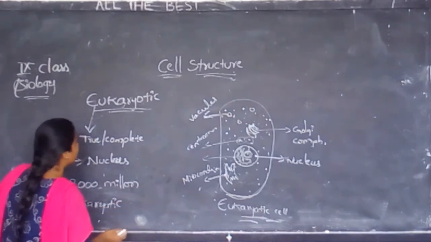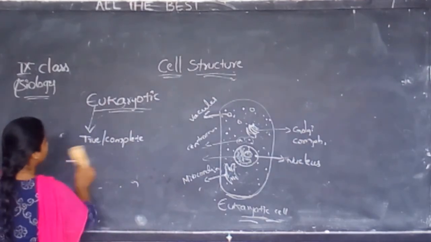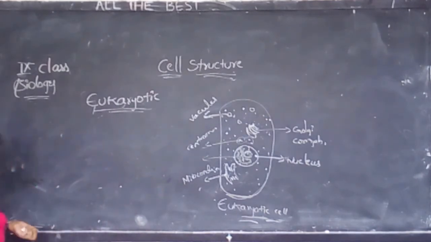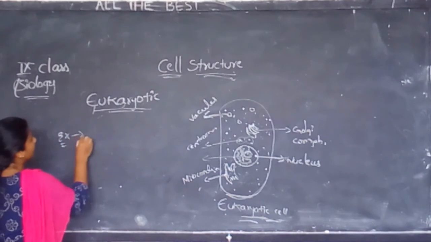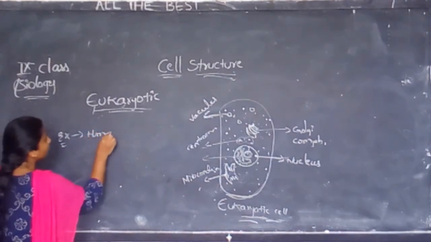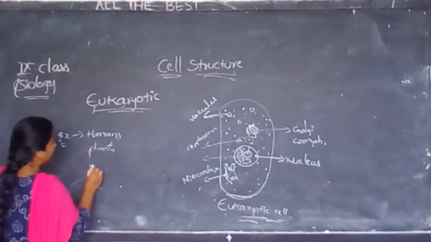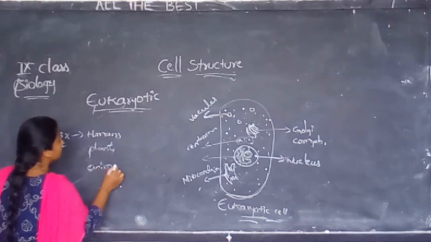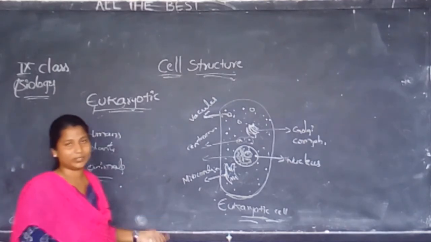We can take examples like what? Animals, human beings, and plants. These are all considered eukaryotic cells. This is about eukaryotic cells.